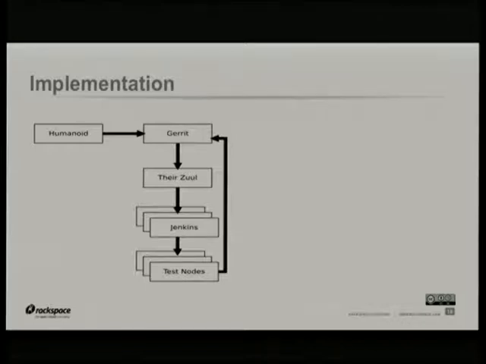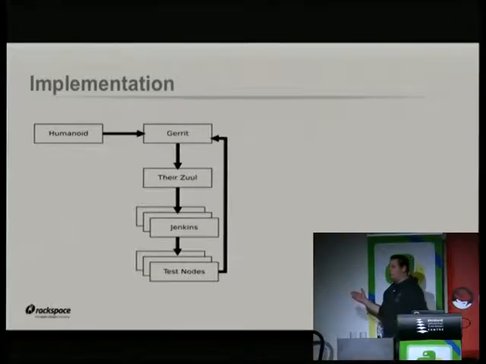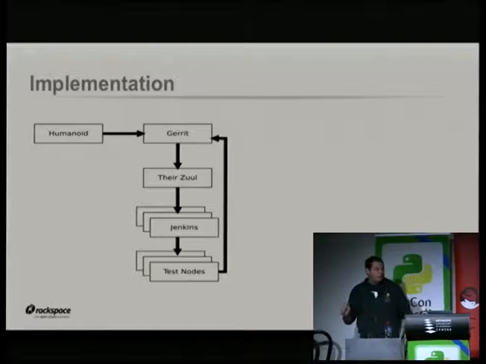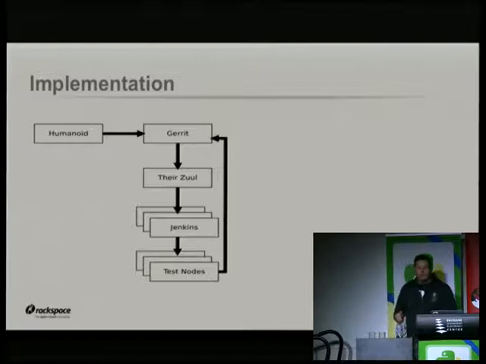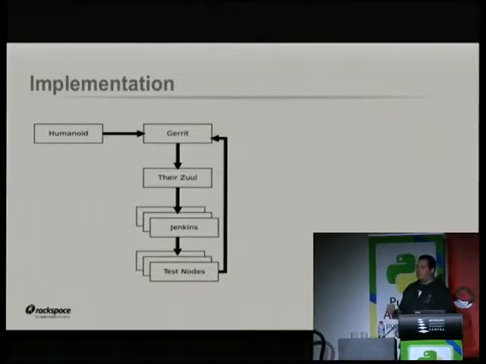So how do we implement it? This is a very crude example of how OpenStack infrastructure does its testing. Basically, a human proposes a patch into Gerrit. Gerrit is a code review system. It has an event stream that software called Zuul, which is another Python project, open source, watches. It notices when an event is created, such as a patch being uploaded, and it knows what actions to take when events happen.